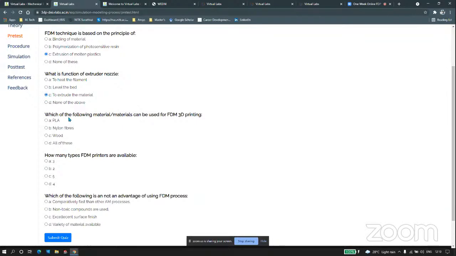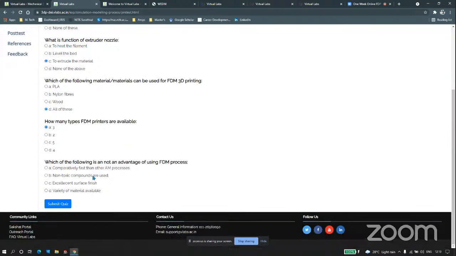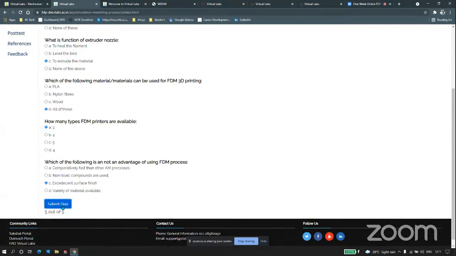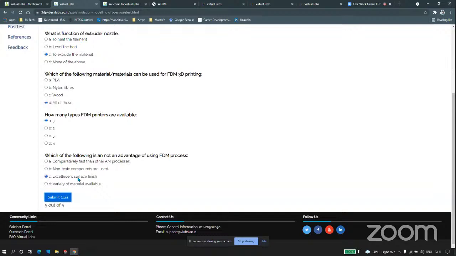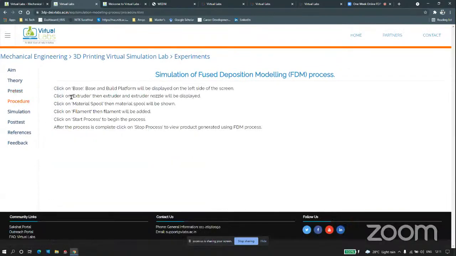To extrude the material. Which of the following materials can be used for FDM 3D printing? So here all the materials can be used for the FDM process. How many types of FDM printers are available? Normally there are multiple kinds, so let me select 3. Which of the following is not an advantage of using the FDM process? Excellent surface finish. Okay, the answer is correct. So in FDM, surface finish is quite low compared to the other processes. So next, moving on to the procedure, how to conduct the experiment.